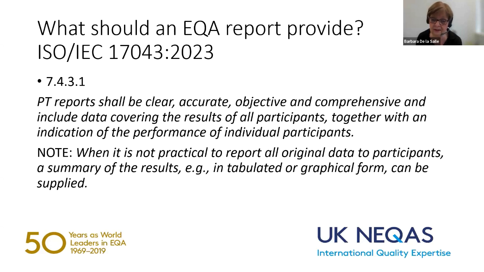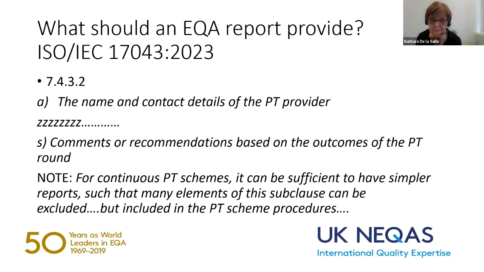They also give us a little bit of a let-out about where it's not practical to report all original data. A summary of results, e.g. in tabulated or graphical form, can be supplied, which is a great relief, because I would hate to have to send back to all participants the results of, say, 2,500 instruments in full blood count. It then goes on, and the next clause is all the items that should be in the report, starting from the name and contact details of the proficiency testing provider through to point S, which is comments or recommendations based on the outcomes of the proficiency testing round. There are a lot of points in between, which I won't go into.